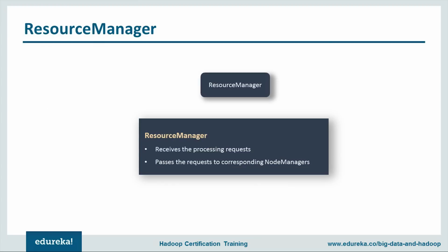The first is the resource manager. This is the master daemon, and it receives the processing request. Whenever a client comes up with a request, he comes to the resource manager first, because the resource manager manages all the slave nodes, or node managers. So whenever a client wants to process some data, the resource manager takes that request and passes it to the corresponding node managers.